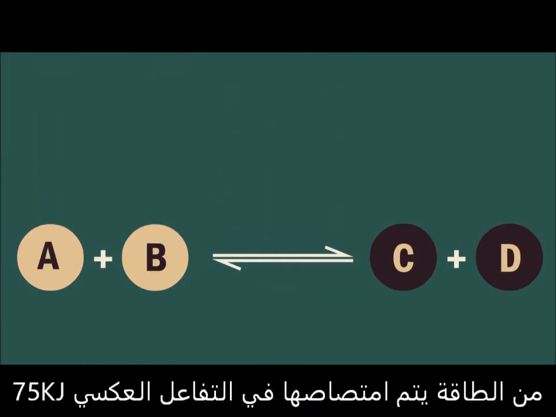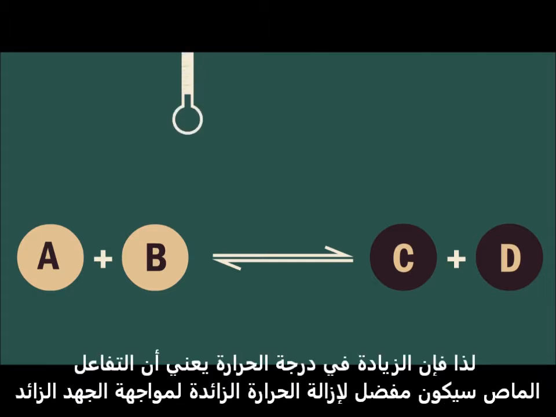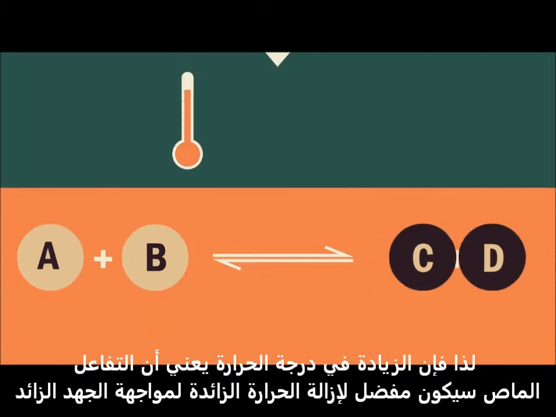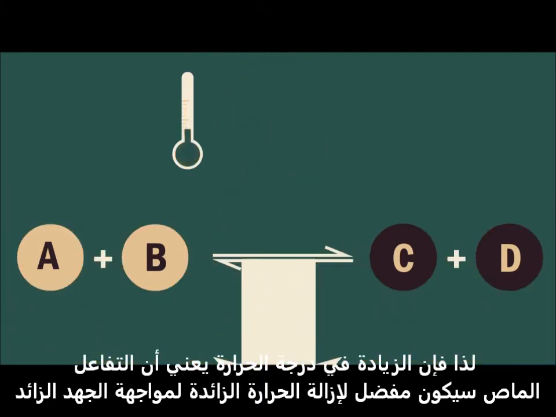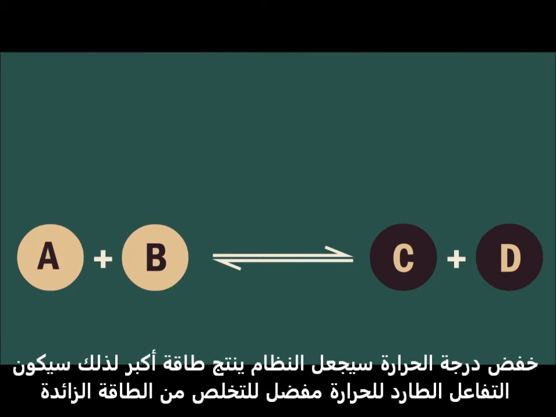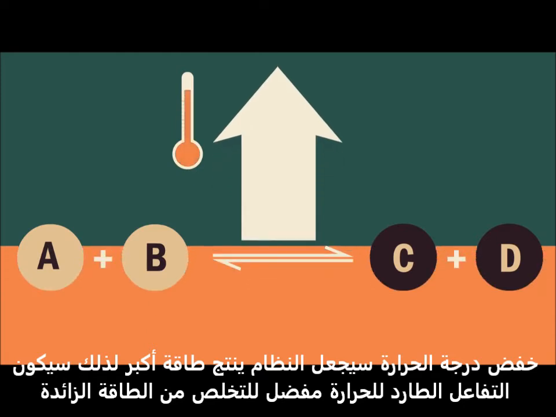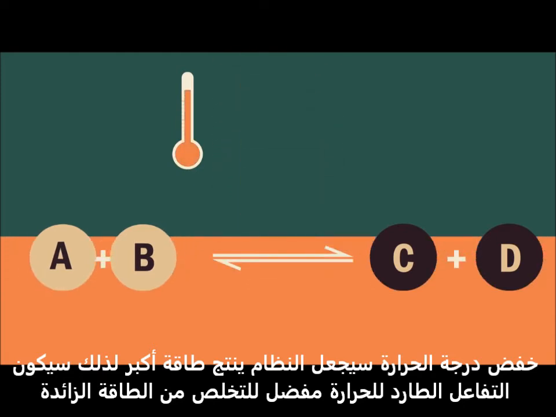the reverse reaction occurs. So an increase in temperature would mean that the endothermic reaction would be favored to remove the excess heat, therefore counteracting the imposed stress. Decreasing the temperature would cause the system to produce more energy, therefore the exothermic reaction would be favored.